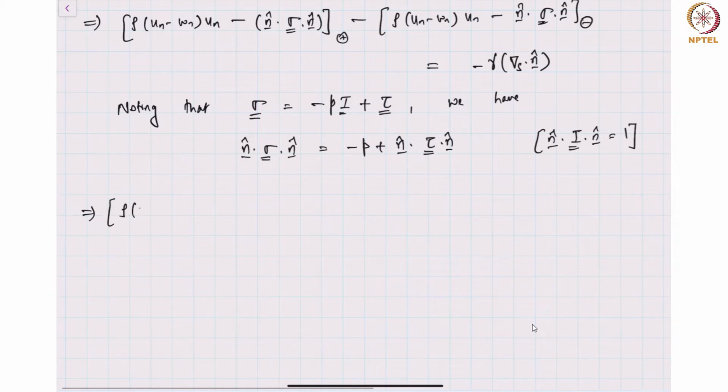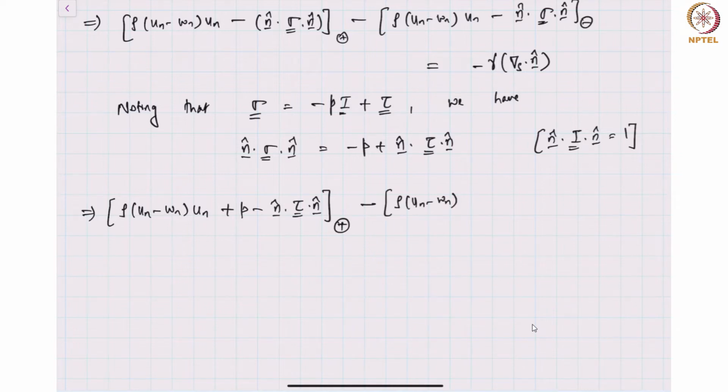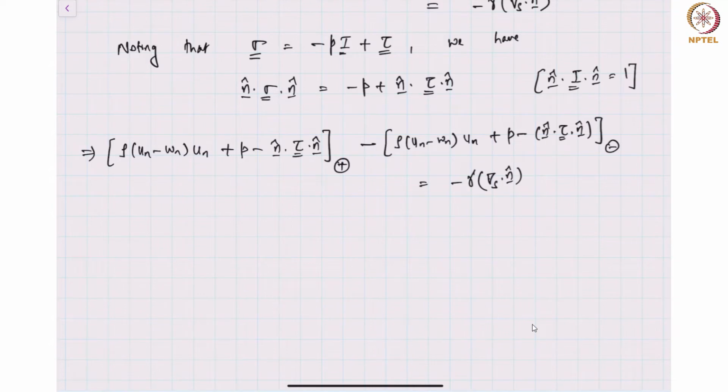I get density times (un minus wn) of un minus p, but I already have a minus sign, therefore I have a plus p minus n dot tau dot n on the positive side, minus rho (un minus wn) of un plus p minus n dot tau dot n on the negative side. This is equal to minus gamma times del s dot n. Okay, so we'll look at some examples.